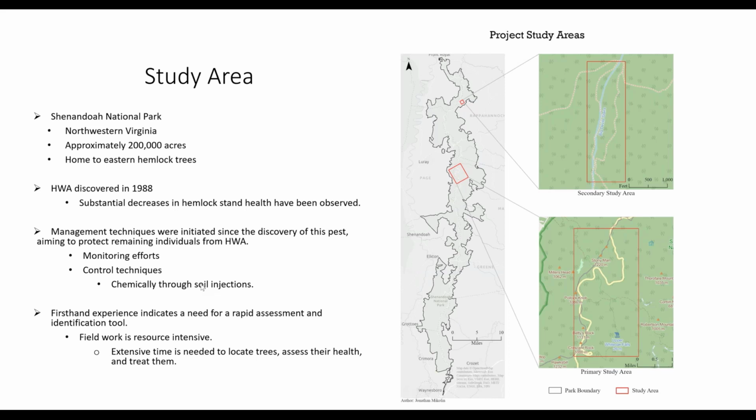First-hand experience has shown me there is a need for a rapid assessment and an identification tool for this type of work due to its resource-intensive nature, meaning a lot of hiking is involved during surveys to find these trees, along with person hours to conduct control efforts and health assessments. My thought process was that if I could create automated rule sets to identify trees and assess them, it would be a very useful tool for future management practices.